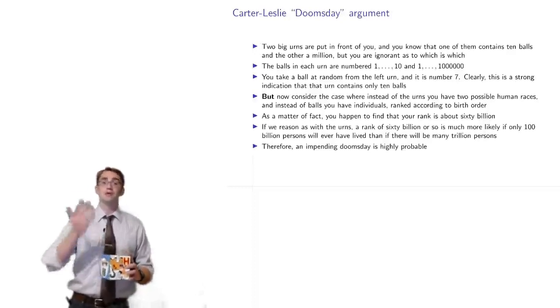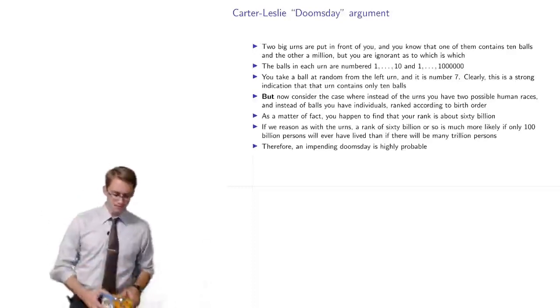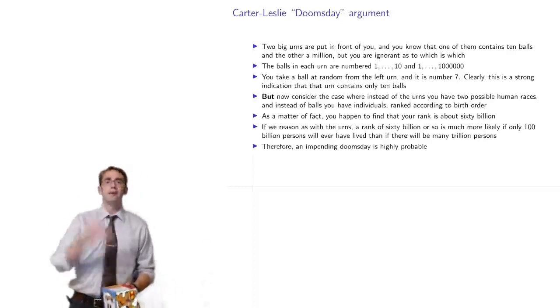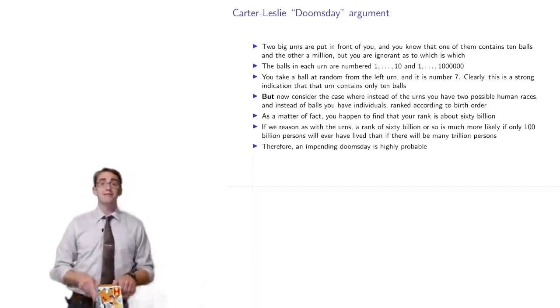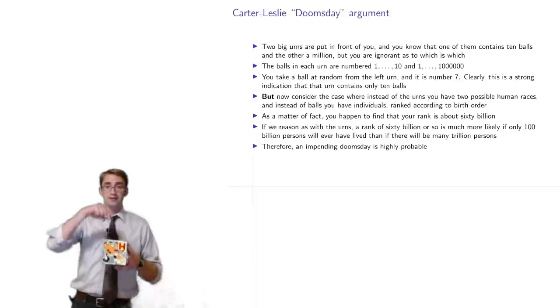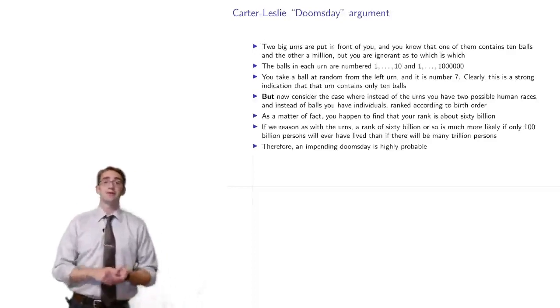For example, you are roughly the 60 billionth person to be born. So if I pull out a ball and I see that the number is 60 billion, well, it's not very likely that the number of balls in that urn is in the quadrillions. It's unlikely I would have sampled one that was that small.